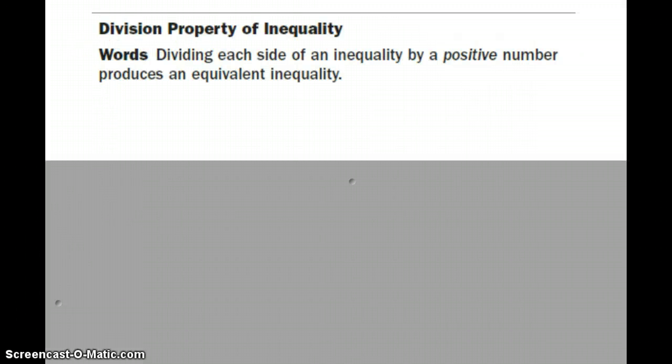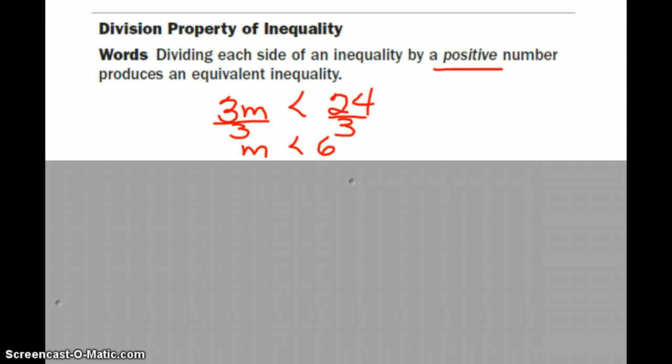The division property of inequality says if you divide each side of an inequality by a positive number, it will produce an equivalent inequality. So if we have 3m less than 24, and we treat it like we would as if there was an equal sign to start, we'll divide both sides by 3. We'll end up with m less than 6, leaving the sign the same.